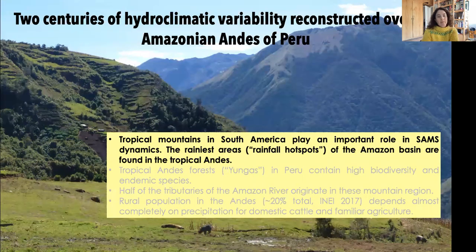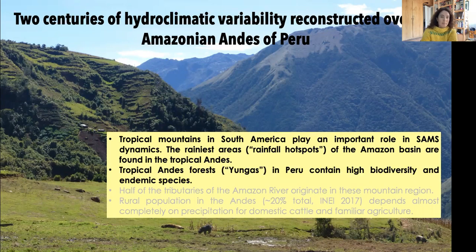So the importance of counting on a long-term precipitation reconstruction from the tropical Andes in South America is that there is scarce instrumental information on precipitation variations in the region. And this region is important because it plays a role in the South American monsoon dynamics, since the rainiest areas of the Amazon basin, the so-called rainfall hotspots, are located in these regions of the Andes.